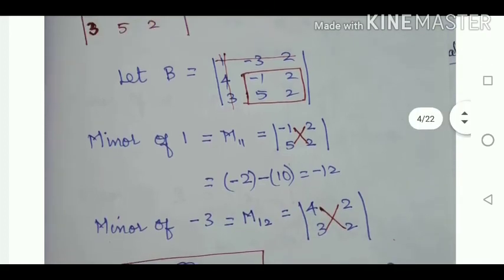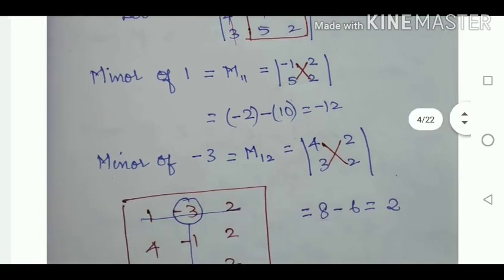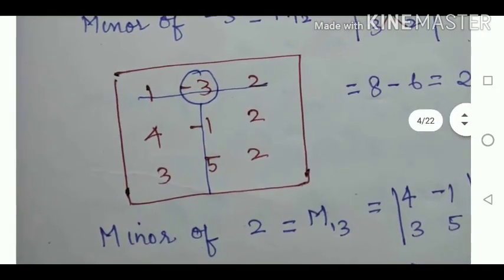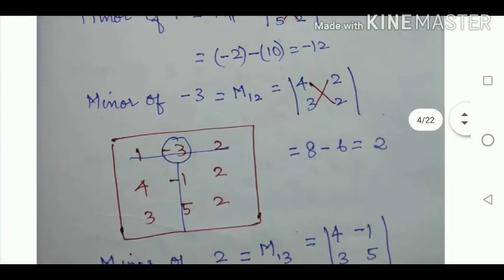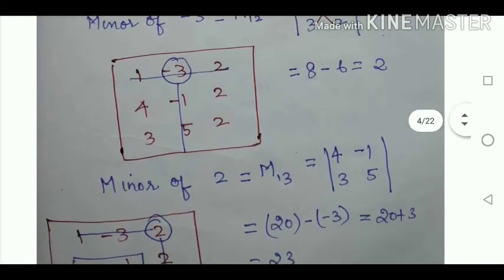Then the minor of 3. 3 lies in the first row, second column, that is m12. Therefore, you have to eliminate the first row and second column. If you eliminate them, you are getting 4, 2, 3, 2. The remaining elements are 4, 2, 3, 2. That is m12. So 4 twos are 8, minus 3 twos are 6. You are getting 2.